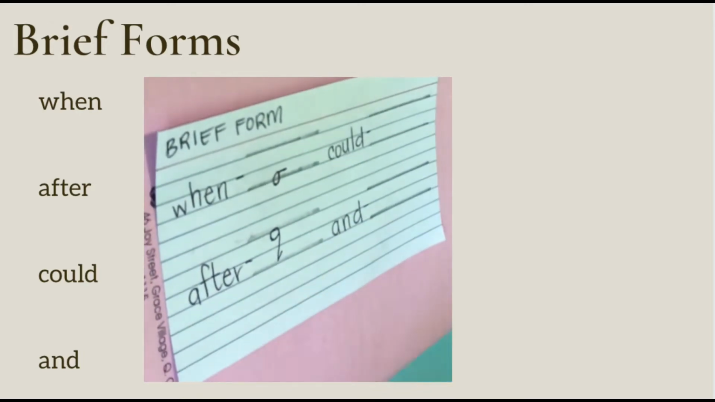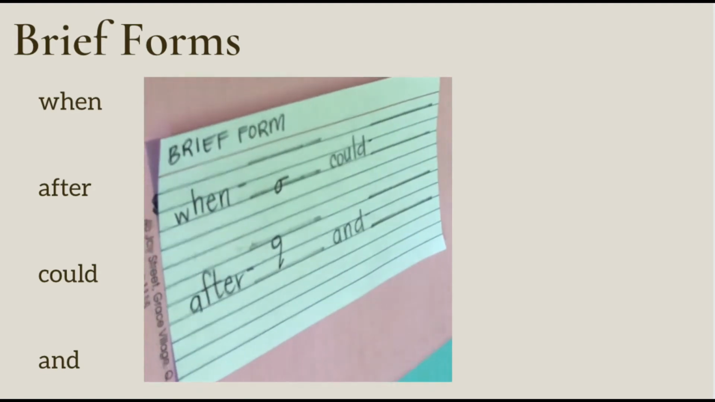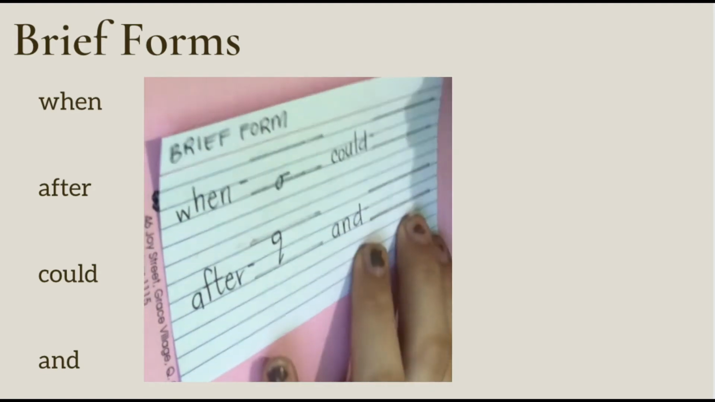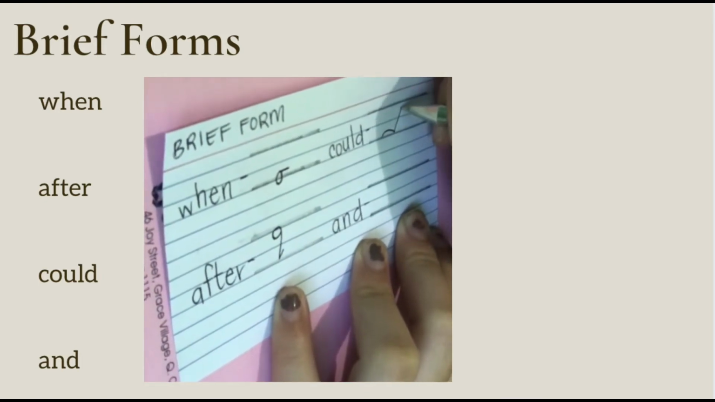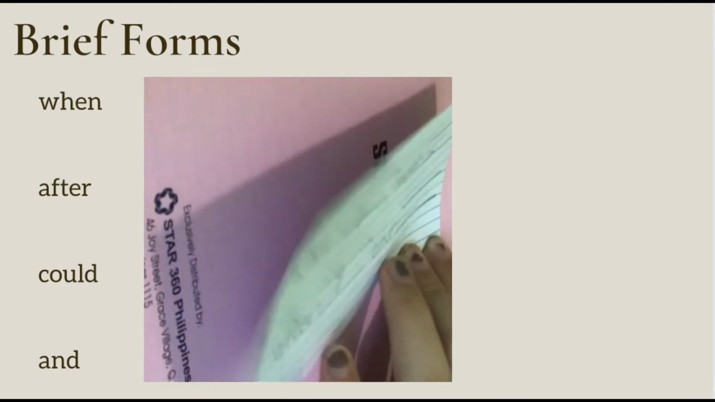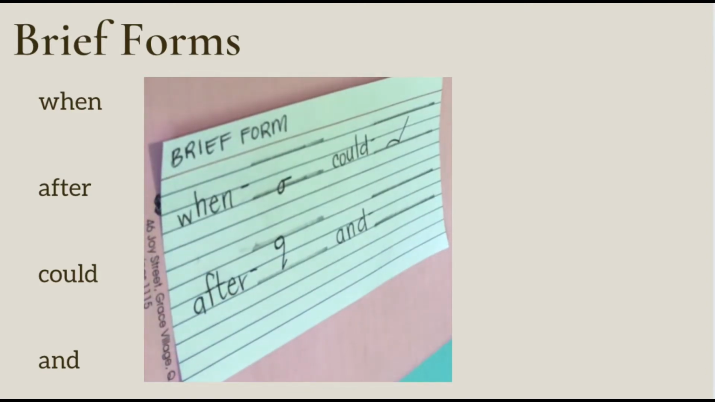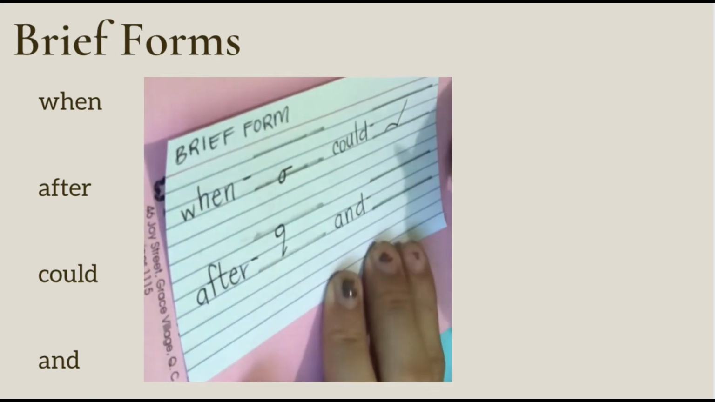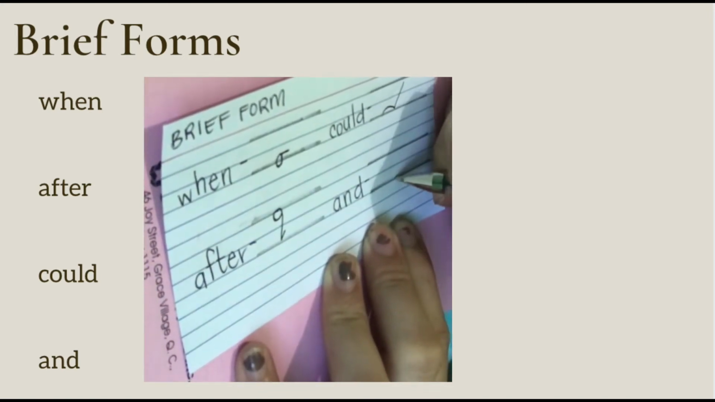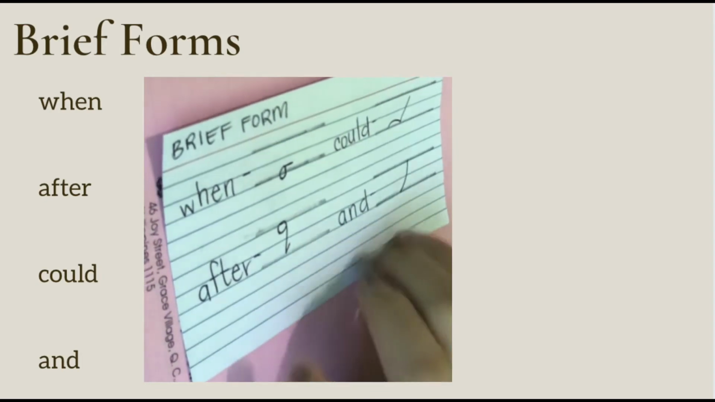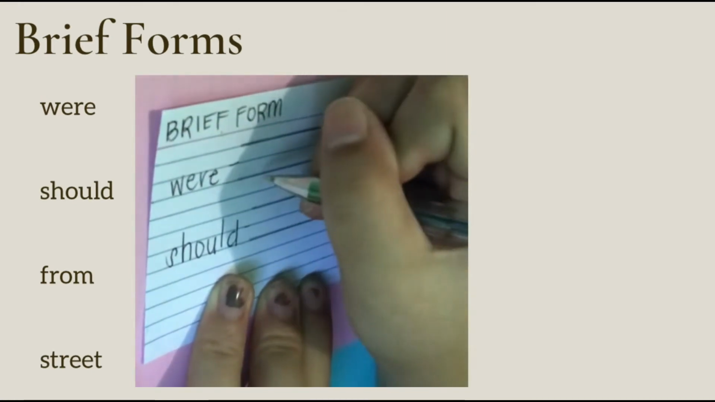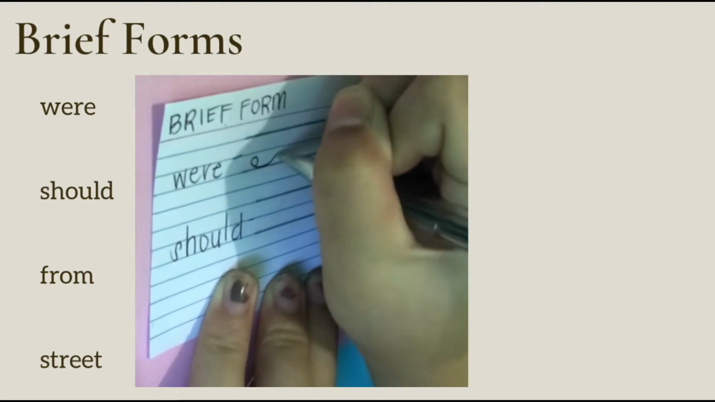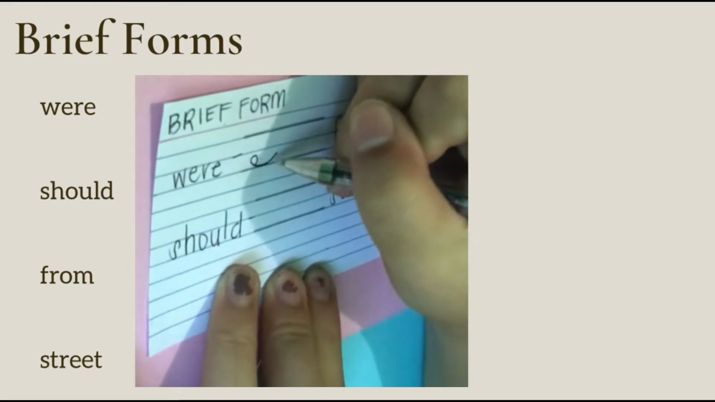Next word is could. This is how you do the stroke of could. K and D. Next word is end. That's the stroke of end. Our next word is were. This is how you do the stroke of were. This is the E and R.